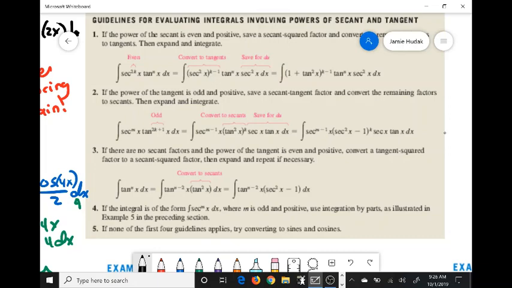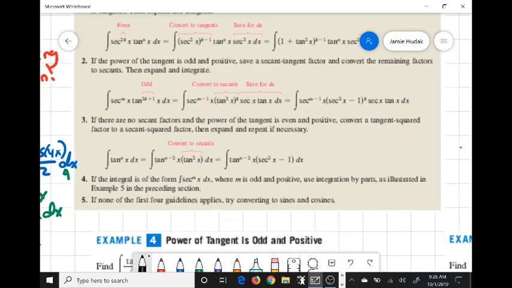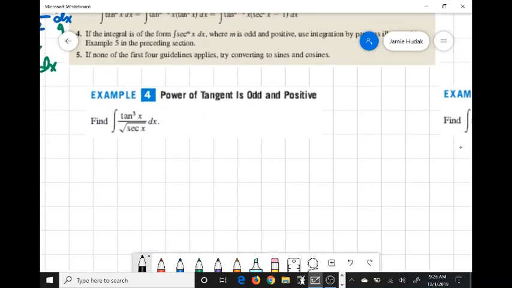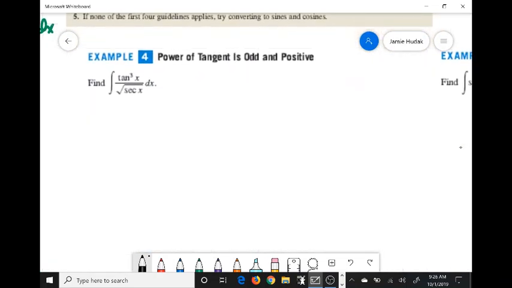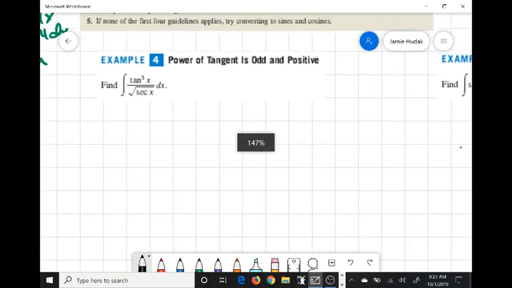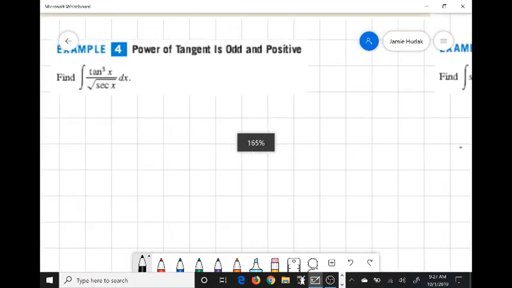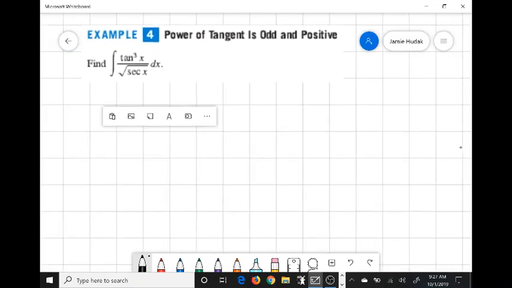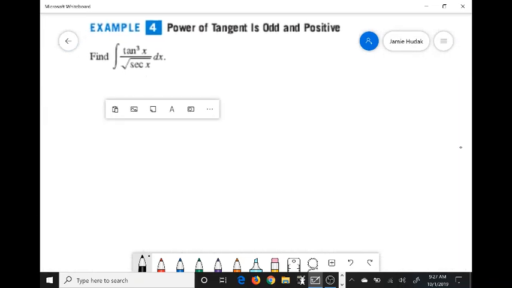And in our first example, we have tangent cubed over the square root of secant x. So if we look at this example, we say, well, my secant's in the denominator. I probably wouldn't want to choose just secant to be my du.